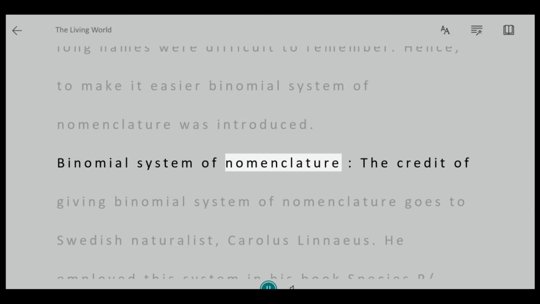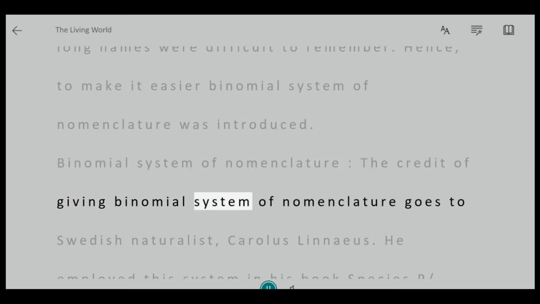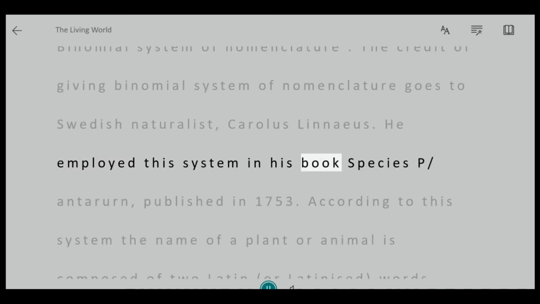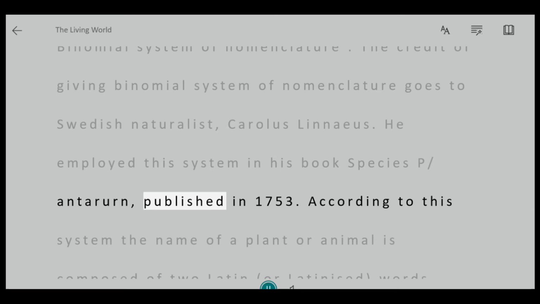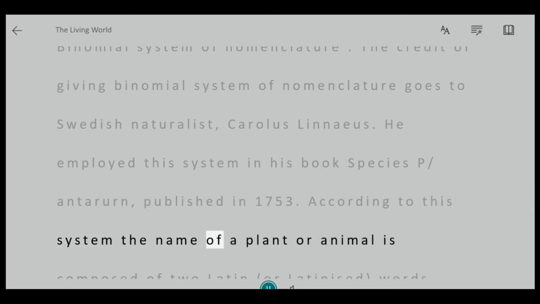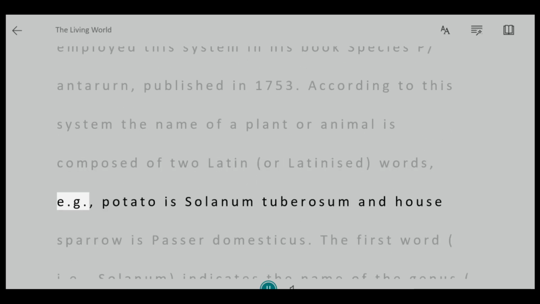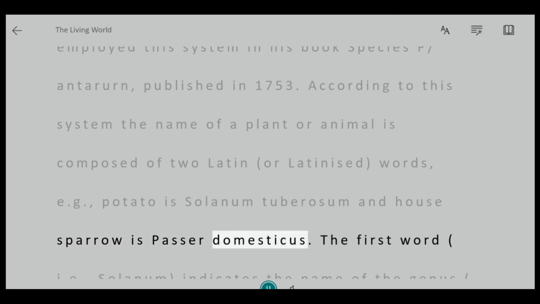Binomial system of nomenclature. The credit of giving binomial system of nomenclature goes to Swedish naturalist, Carolus Linnaeus. He employed this system in his book Species Plantarum, published in 1753. According to this system, the name of a plant or animal is composed of two Latin, or Latinized, words. Example, potato is Solanum tuberosum and house sparrow is Passer domesticus.